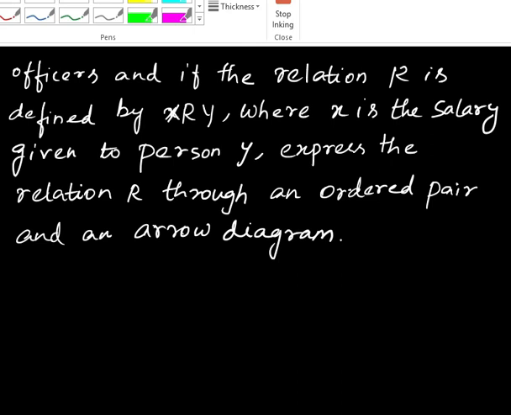So from the question you can see that there are 5 assistants and they have been marked as A1, A2, A3, A4, A5, and there are 4 clerks and they have been marked as C1, C2, C3 and C4, 3 managers M1, M2, M3 and executive officers E1 and E2. So 10,000 salary is given to assistants and 25,000 salary is given to the clerks and 50,000 salary is given to managers and 1 lakh salary is given to the executive officers.